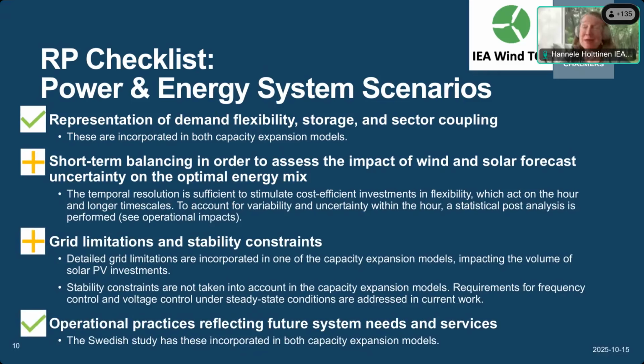Okay, so first of all, our first recommendation is that when you have a lot of wind and solar in your future system, you should use a capacity expansion model to optimize, and this you did. And then when using these capacity expansion models, what should they include? The recommendations are seen here. So first of all, you should have demand flexibility, storage, and sector coupling in your future power system and energy system. And yes, this one, I think you did well.